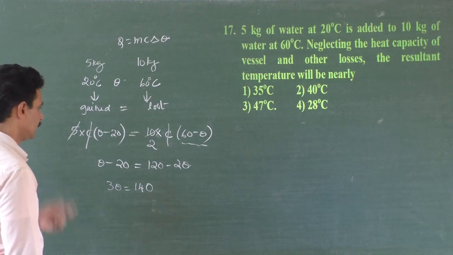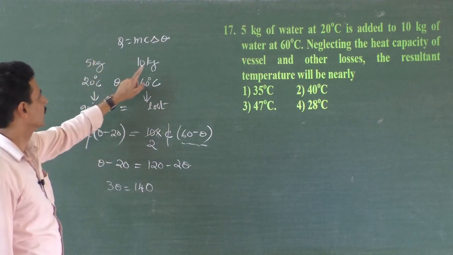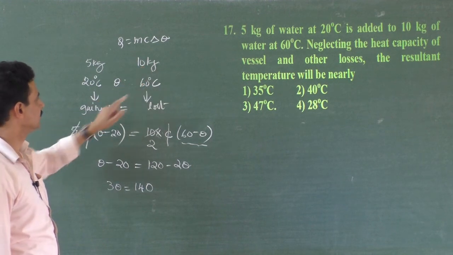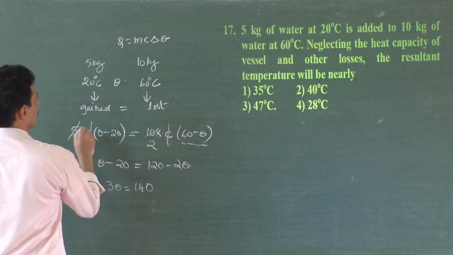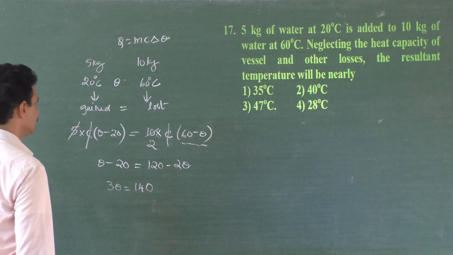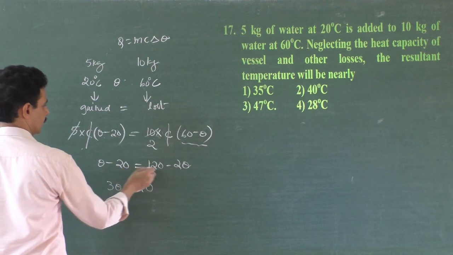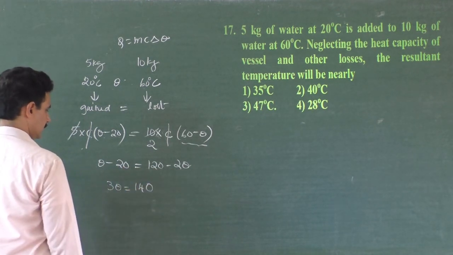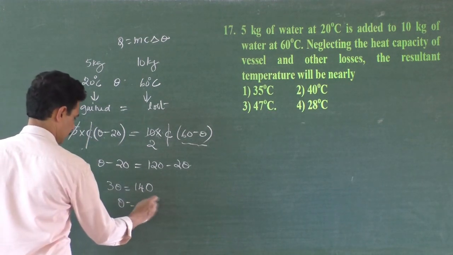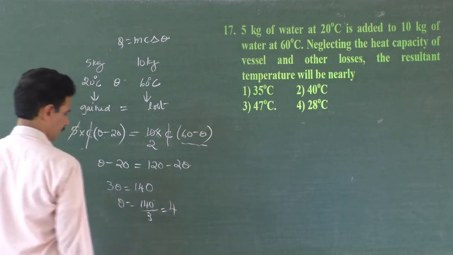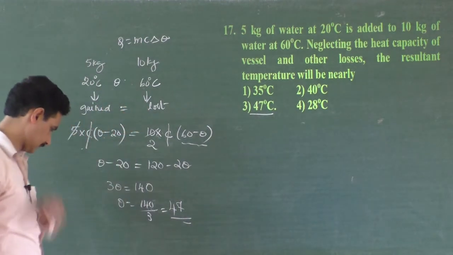Somewhere you have gone wrong. 120 minus 2 theta. Is it okay? 5 kg of water at 20 and 10 kg of water at 60. 60 will go down to theta, 10 kg. 5 will raise to theta minus 20. C gone, theta minus 20 equals 120 minus 2 theta. Then the temperature will be nearly 140 divided by 3, nearly 47. Yes, 47 degrees Celsius, nearly.